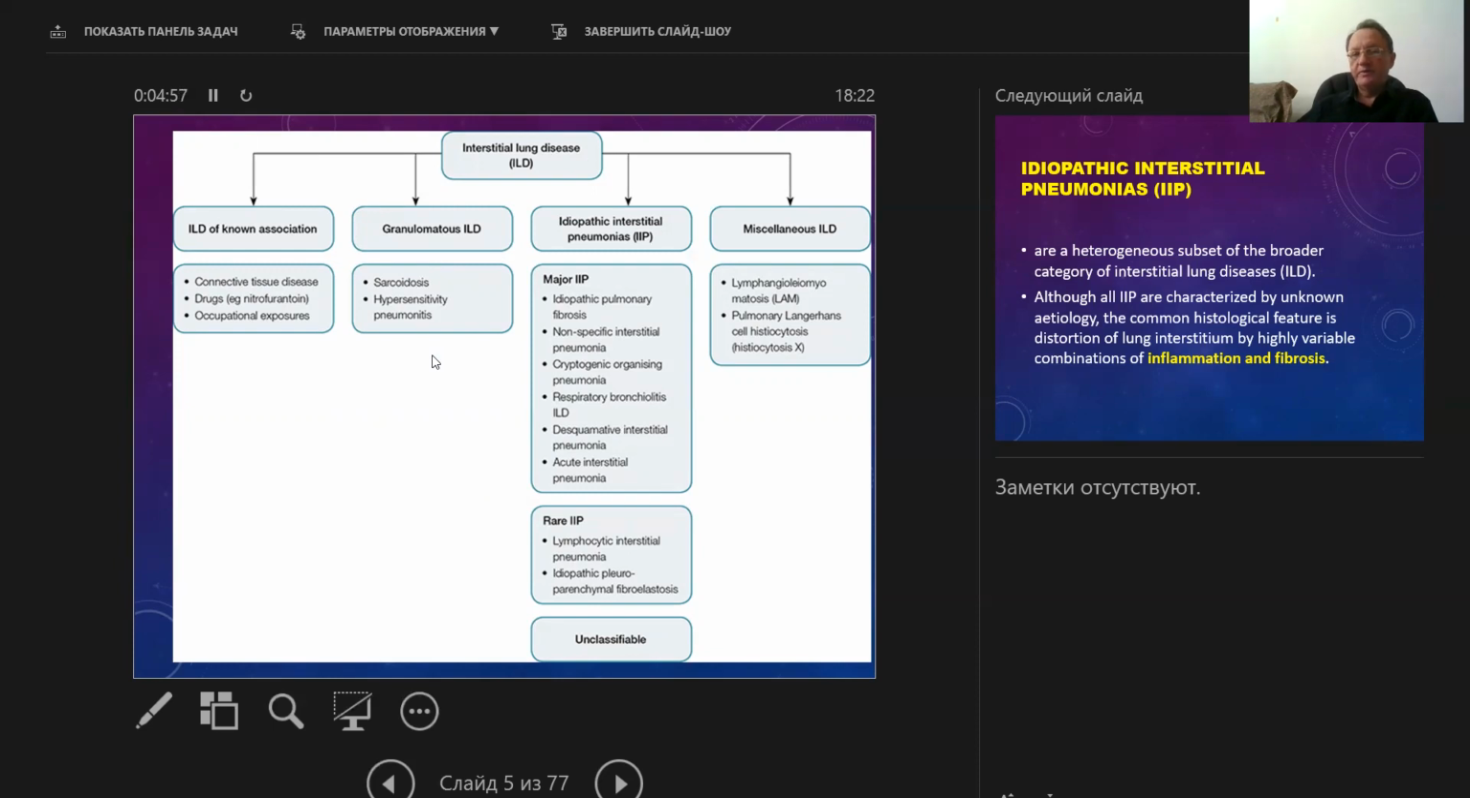And today we will pay great attention to idiopathic interstitial pneumonia. This is also a group of diseases with unknown causative factor, unknown origin. We will say about it later. And miscellaneous interstitial lung disease, including pulmonary Langerhans cell histiocytosis, lymphangioleiomyomatosis.